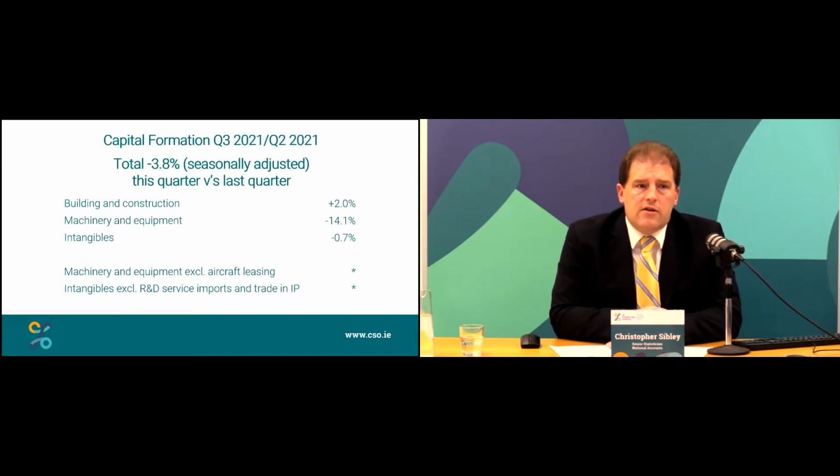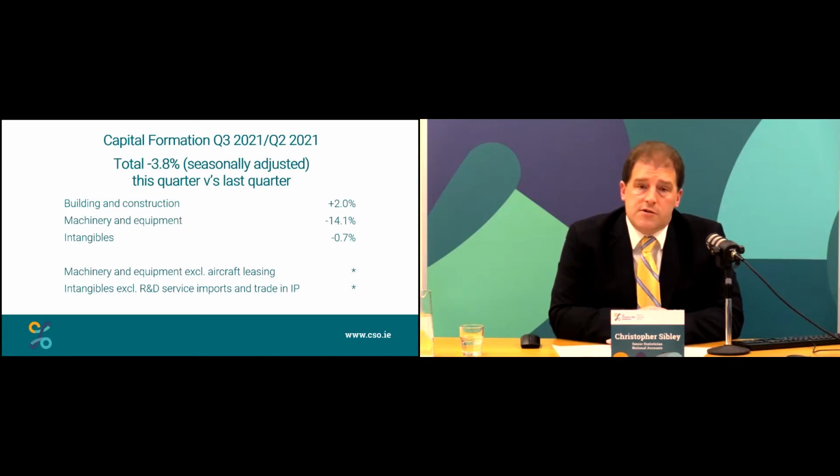Machinery and equipment's down 14.1%, and intangibles are down marginally. With some of the confidentiality restrictions, we can't give out all the figures we'd like to, I guess, on this set of results. But what we can say is aircraft strongly affecting the capital formation data. And we look at the modified capital formation, which the data is available in our annex tables. We can see that modified cap form is up 4.6%.